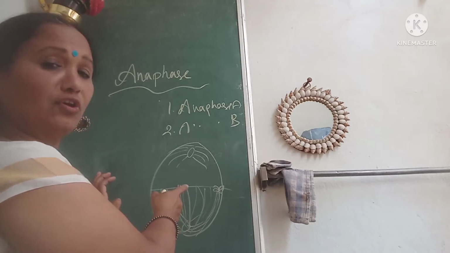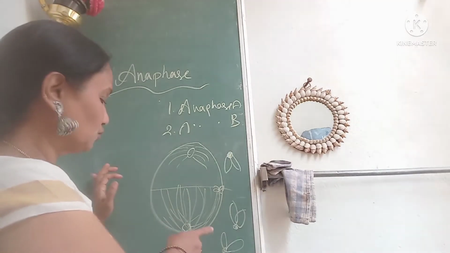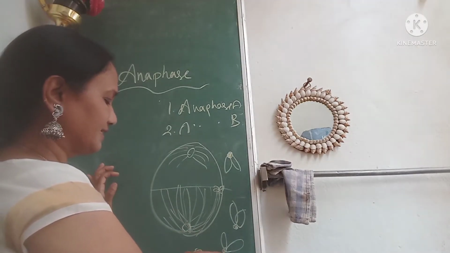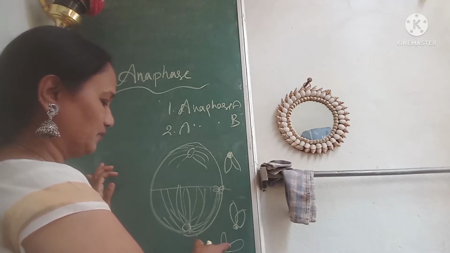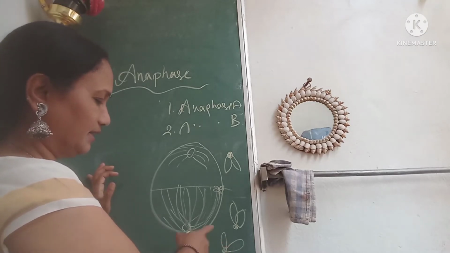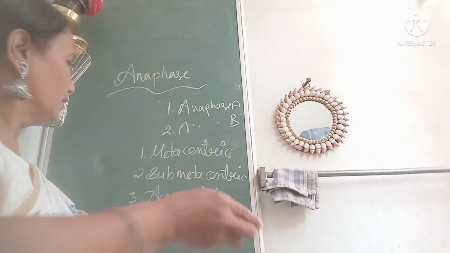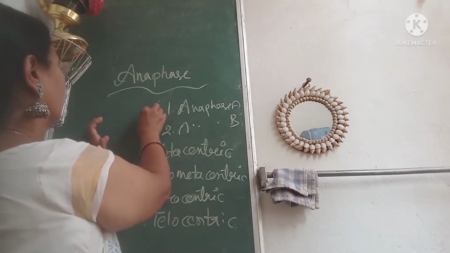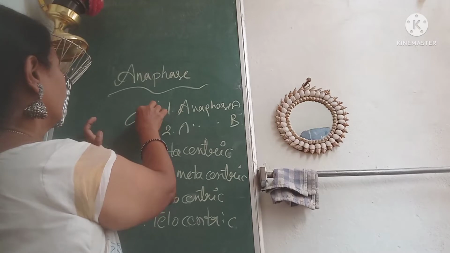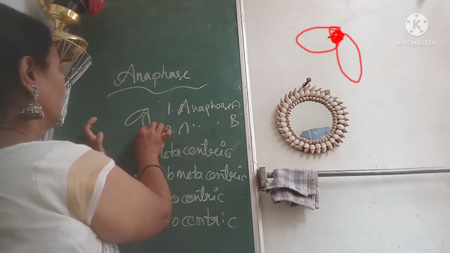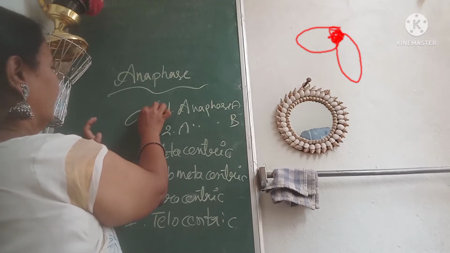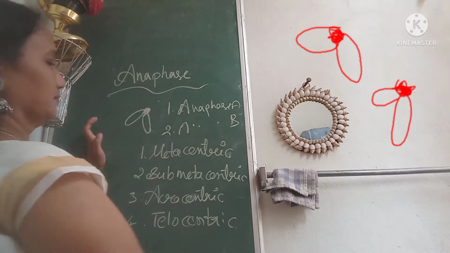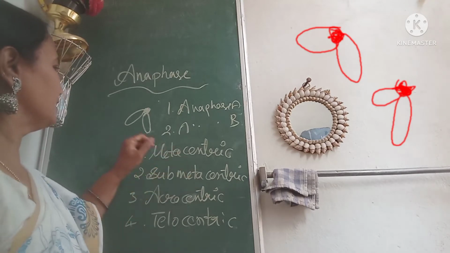During their poleward migration, the chromosomes characteristically appear in different shapes: J shape, I shape, U shape, V shape, like that. Metacentric means the arms on either side are equal. There is no difference between them, so they are equally attached to the centromere. So that is a metacentric.